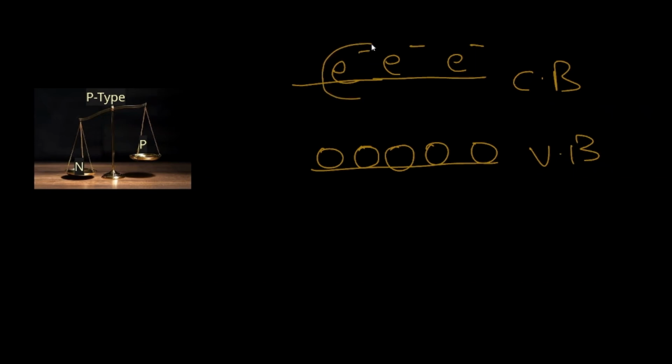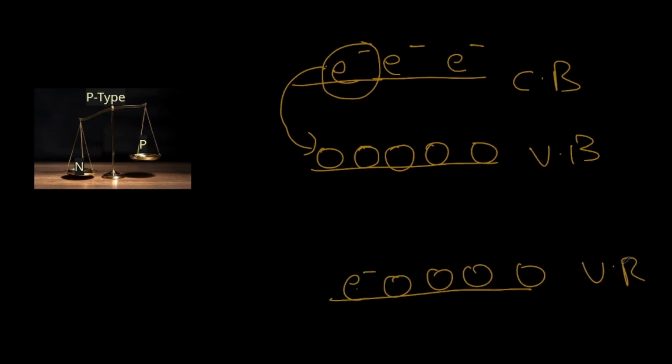But because of this recombination process, the electron from the conduction band moves to the valence band, so it occupies this position. And the electrons, with respect to the intrinsic semiconductor, are decreasing. So that's why in p-type material, the holes are more and the electrons are less.